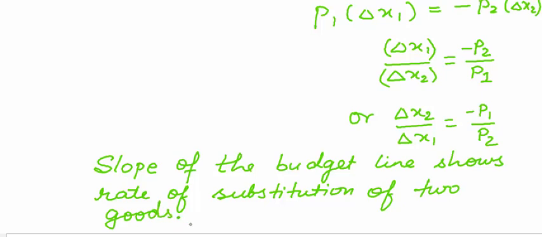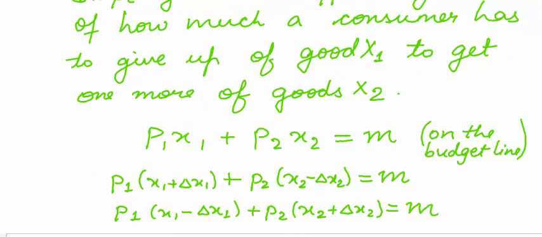So these were the basic properties of the budget constraint. Now to learn more about the properties of the budget constraint, see the next video.